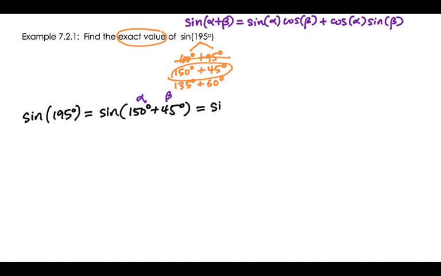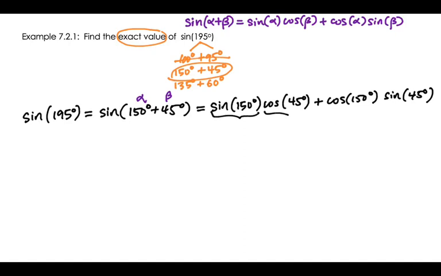It says sine alpha, which is 150, cosine beta, plus cosine alpha, sine beta. Try to write this a little bit neater. There we go. And that's just asking you for 4 unit circle problems. It's like 4 unit circle questions on your test.